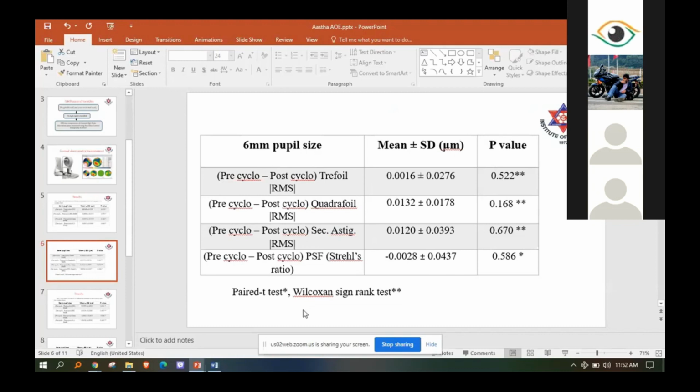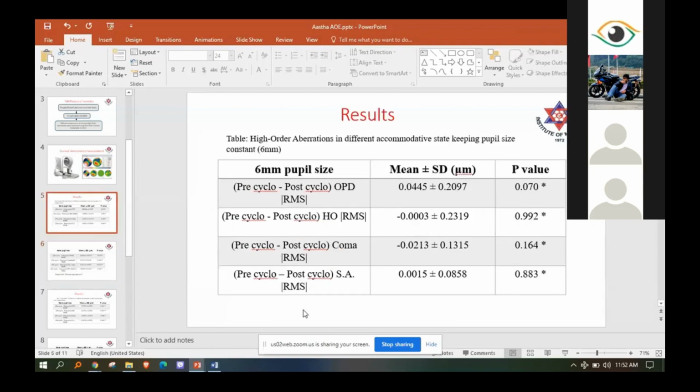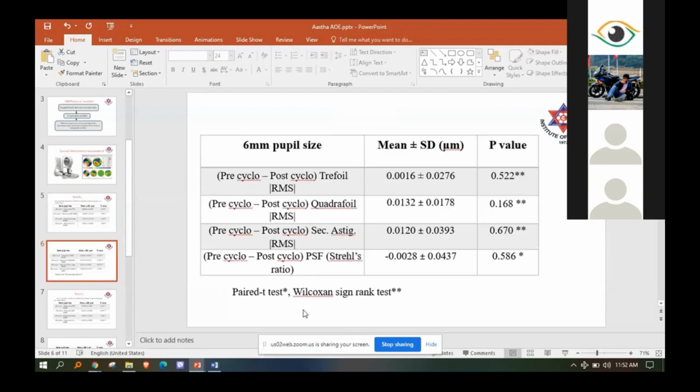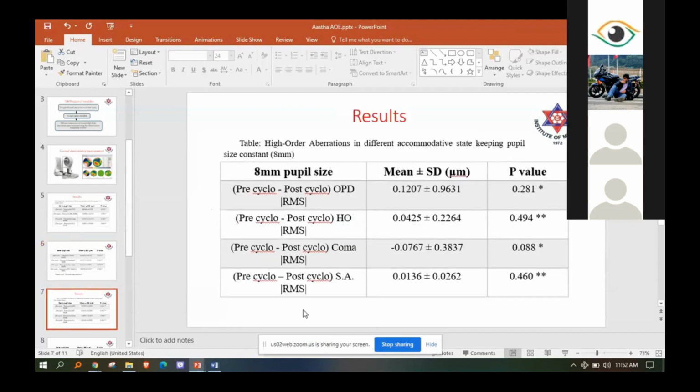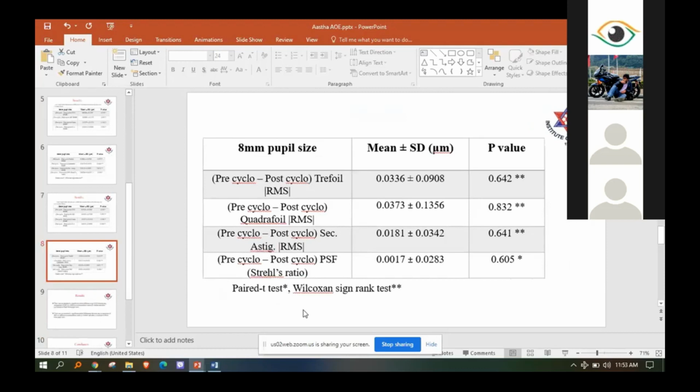These high order aberrations were recorded before and after cycloplegia, and the mean and standard deviations were noted down. There was no statistically significant difference before and after cycloplegia. I have used paired t-test and Wilcoxon signed rank test according to the parametric and non-parametric groups. Likewise, in 8 mm pupil also, there was no statistically significant difference before and after cycloplegia, that is, in normal accommodative state and in cycloplegic state, in any of the high order aberration components.